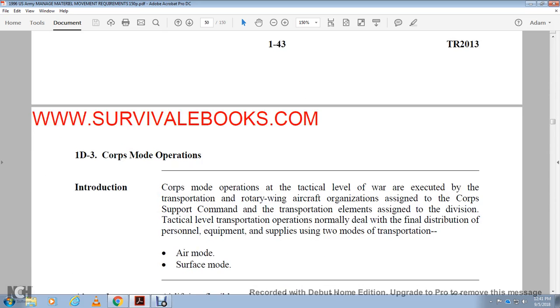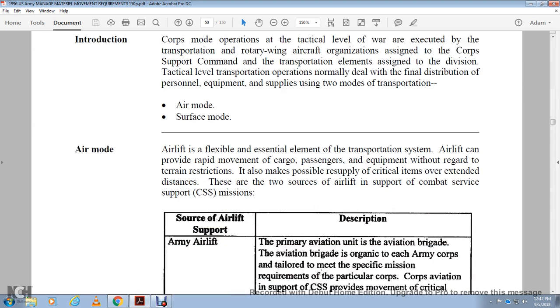Alright, 1D3 Introduction. The Corps mode of operation at the tactical level of war is executed by the transportation rotary wing aircraft organization assigned by the Corps Support Command and the transportation element assigned by the Division. Tactical level of transportation operational normality with the final distribution of the personnel and equipment supplies with the two modes of transportation, air and surface mode. Airlift is a flexible, essential element of the transportation. Airlift can properly provide rapid movement of cargo, passengers, and equipment without regard to terrain risk.